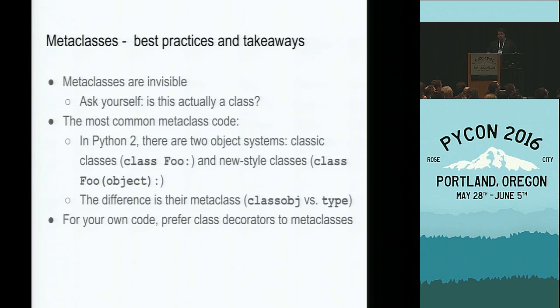So one of the important things about metaclasses is that they're completely invisible. You can't tell that you're using them, where you're using them. You have to know from what you're inheriting what it is. You have to ask yourself, is this really a class or is it something else? And a lot of things that apply to a class don't apply to an SQLAlchemy model, don't apply to these other things that people use metaclasses for.